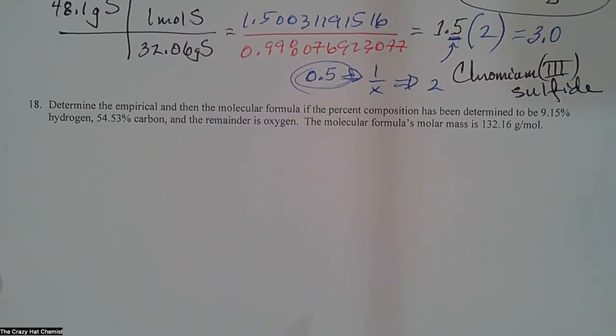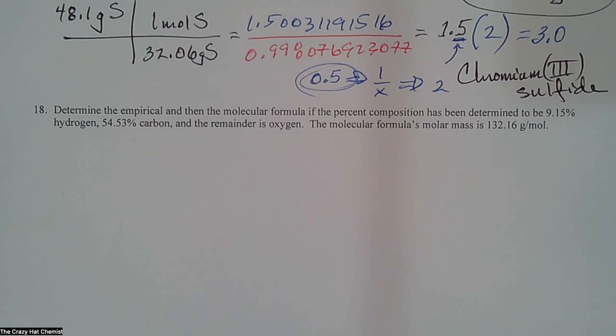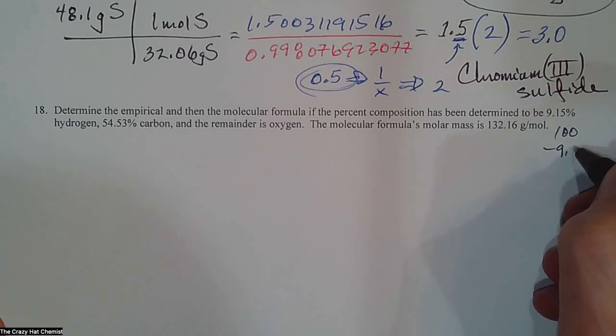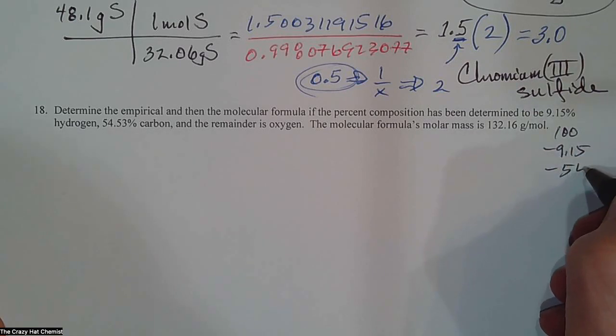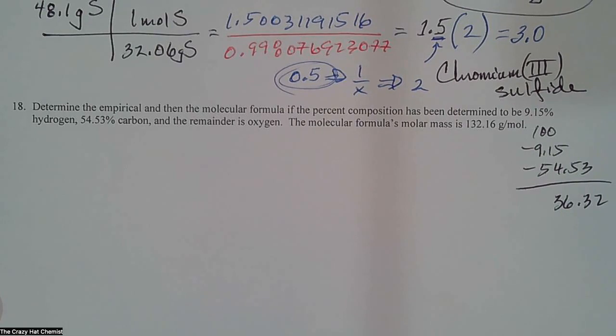Here's our next one. And it says determine the empirical and molecular formula. So we got 2 tasks here, but they are very closely tied together. If the percent composition has been determined to be 9.15% hydrogen, 54.53% carbon, and the remainder oxygen. So just like before, we're going to take our 100% minus 9.15 minus the 54.53, and that will give us our value for the amount of oxygen, which is 36.32.